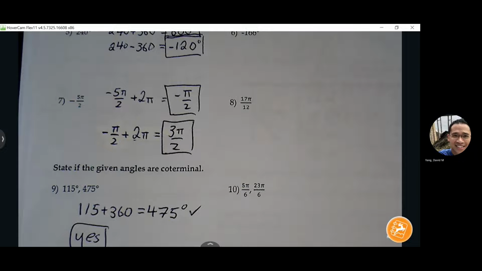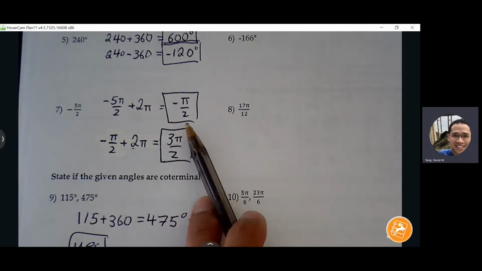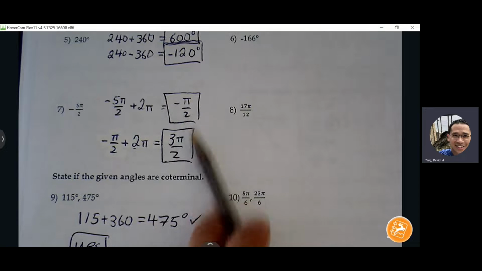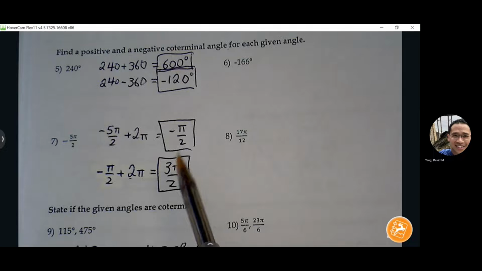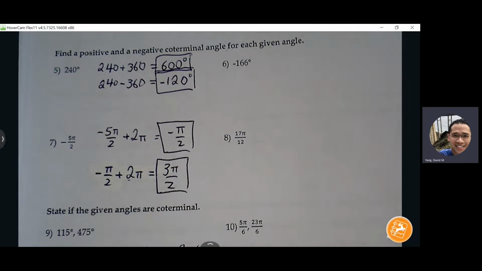2 pi, 2 pi. Same for number 7. Yeah, negative 9 pi over 2 also works, okay, but I want one negative and one positive. So yes, I got to add 2 pi twice to get to one positive angle, at least.